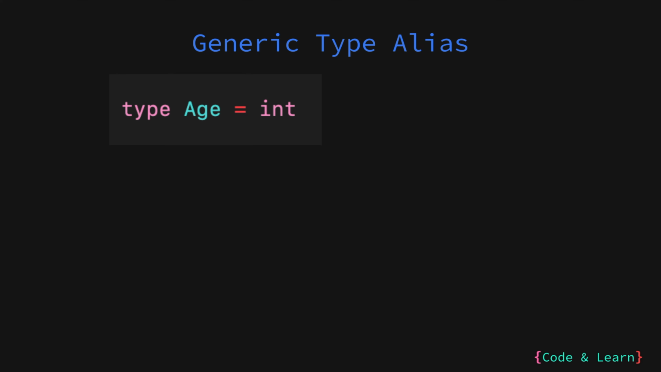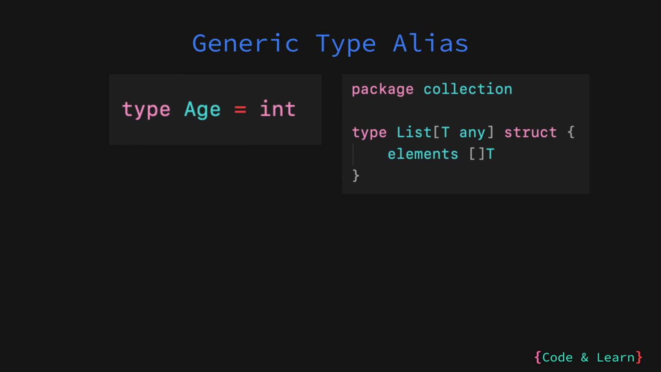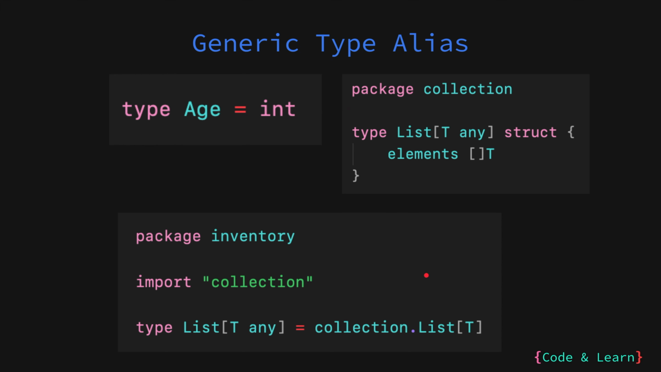In previous versions of Go, type alias couldn't be used with generic types. However, with Go 1.24, you can do so. So here, we have created a generic type List. Now, with Go 1.24, you can create a generic type alias like we have here. I find this useful when doing refactoring or moving types from an old package to a new package. I see this as a great feature enhancement.